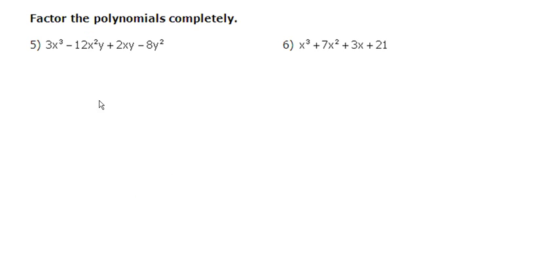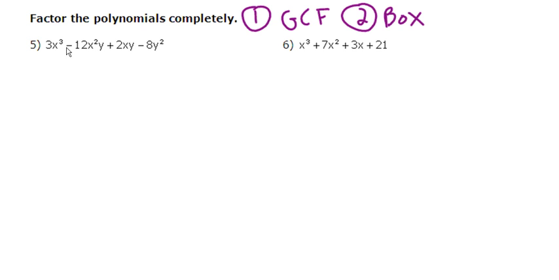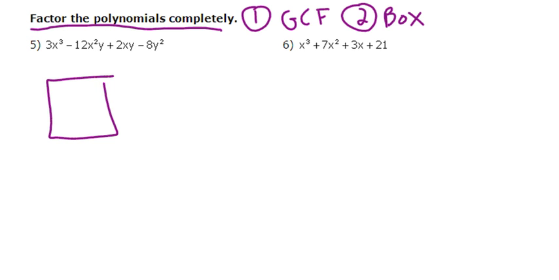The next thing we learned how to do was to factor completely. And remember, you still look for a greatest common factor first, but then after that you do the box method. So if it says factor completely, you not only need to do the GCF, but then you need to do the box. So if I look at 5, there's no GCF, but there are 4 terms, so this is ready for the box.